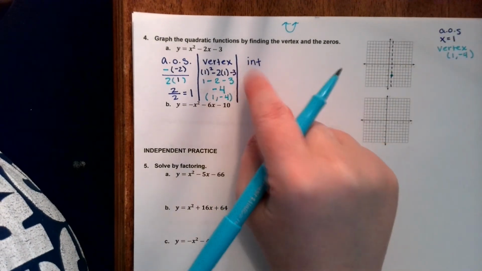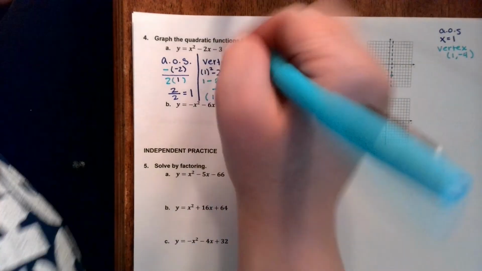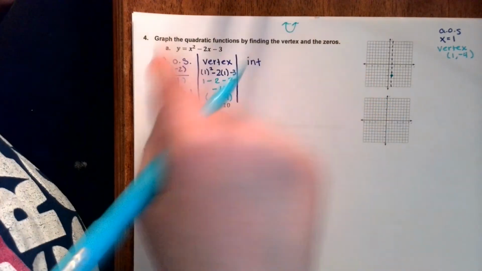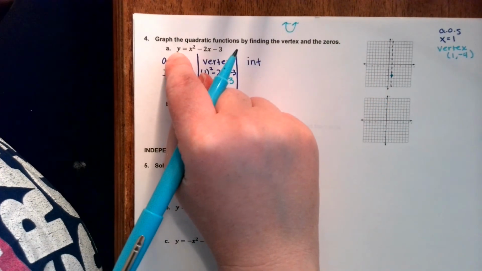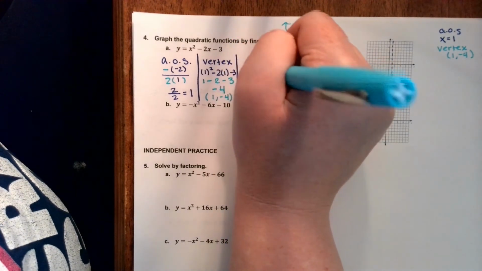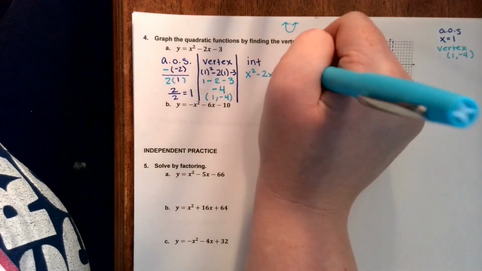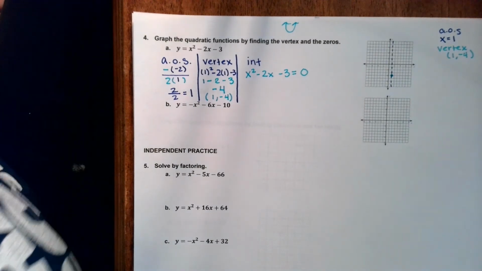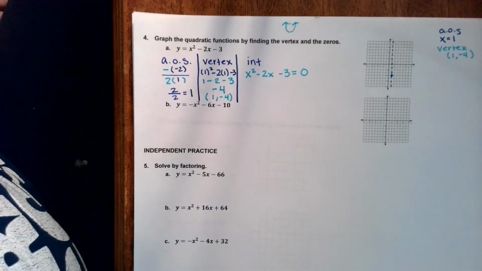All right, so for my intercepts, we're going to change this y to 0 first off. So this is going to be x squared minus 2x minus 3 equals 0. Okay, so we have that equal to 0.